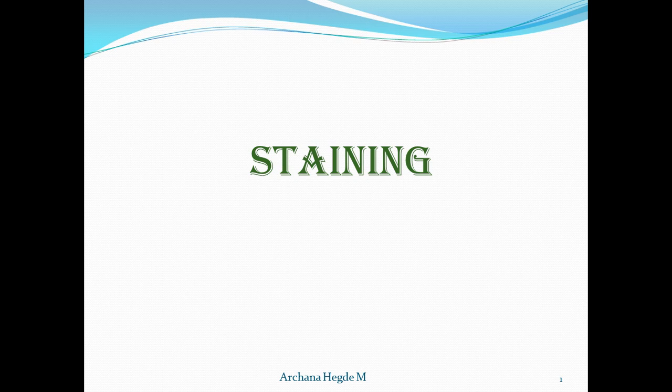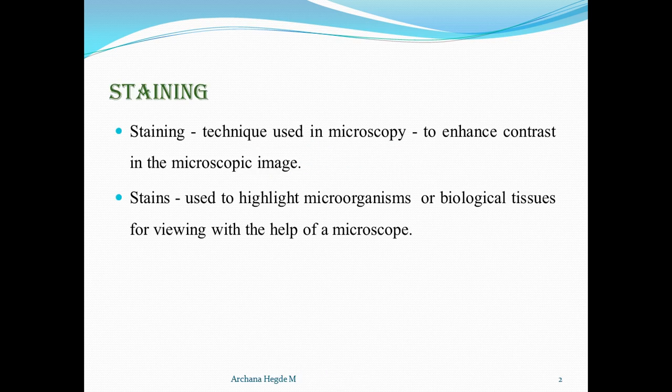Staining is a technique used in microscopy to enhance contrast in the microscopic image. This means enhancing the color of something which cannot be visible if it is not stained, or which may be transparent. So to enhance its visibility we color it, or stain it, to see under the microscope. Stains are used to highlight microorganisms or biological tissues for viewing with the help of a microscope.